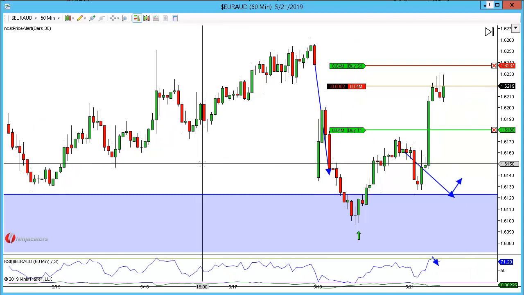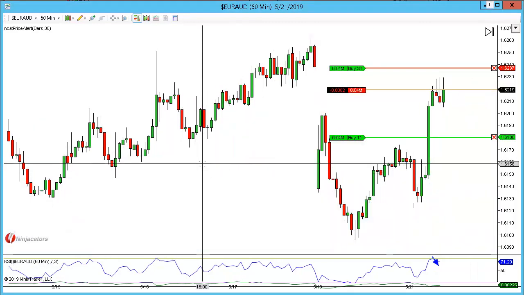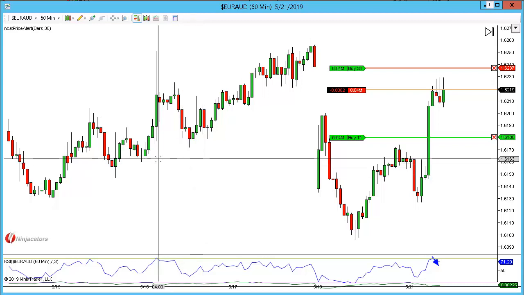This is the Euro Aussie. This is it on the 60, though my entry is on the lower time frame. We have a 5-minute head and shoulders, which has gone up for a triple retest.